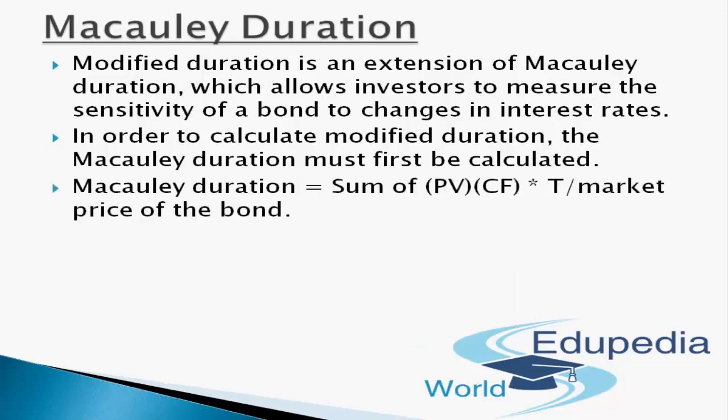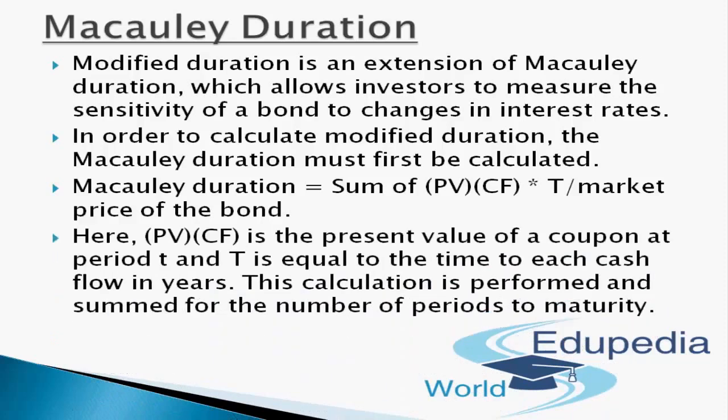Macaulay duration is equivalent to the sum of present value of all the cash flows into time value, divided by the market price of the bond. Here, the present value of all cash flows is the present value of a coupon at the period t, that is period 1, period 2, period 3, period 4 and so on, and t is equivalent to time to each cash flow in years.